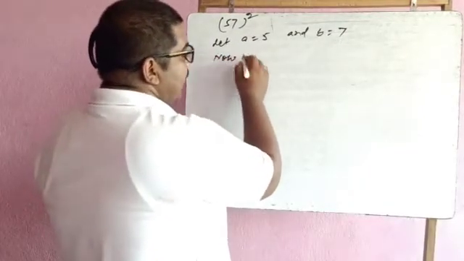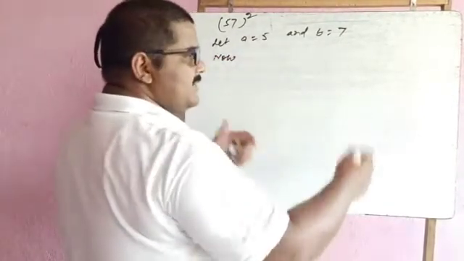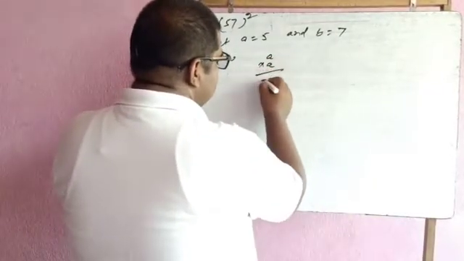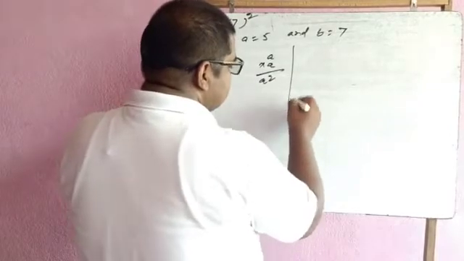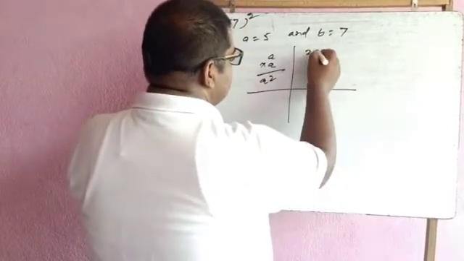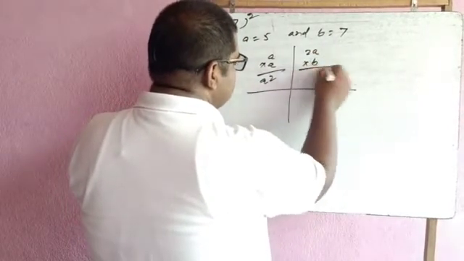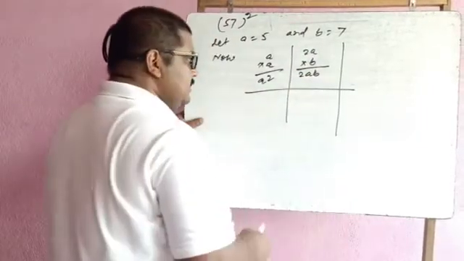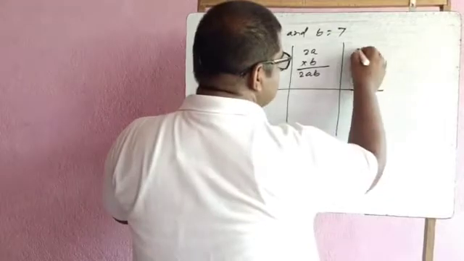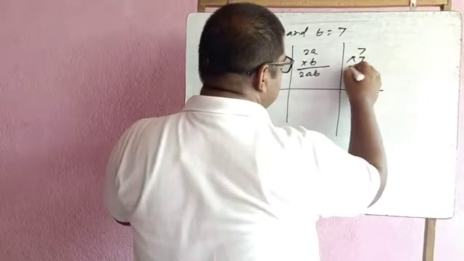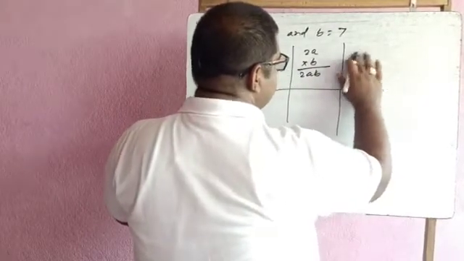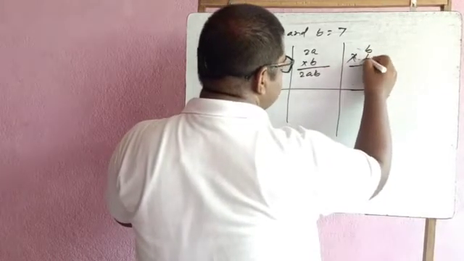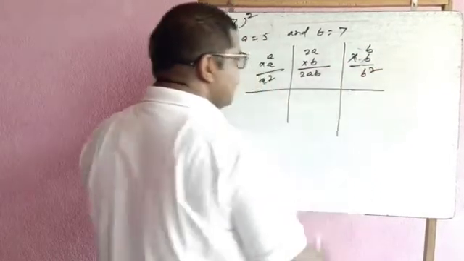Now you have to write down three sections. A into A, A square, this is the first part. Second part in the column method, 2A into B, which is 2AB. This is the second part, and the third part is 7 into 7. At first I am going to discuss the formula, so B into B, that is B square.